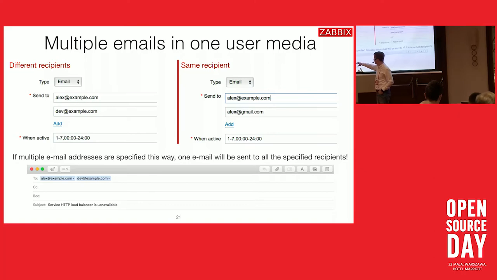So I know that this message was delivered not only to myself, but also to some other guys. So this is one use case, and another quite obvious use case is when I have a few email addresses. I have one email address at example.com and a Gmail email address, so I can put both. All right, so a very simple but very nice improvement, and I think this use case is quite important. So as you can see, we've got a problem like service HTTP load balancer is unavailable, and we may start communicating about this problem over email.